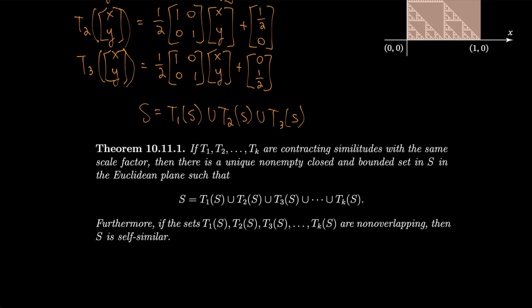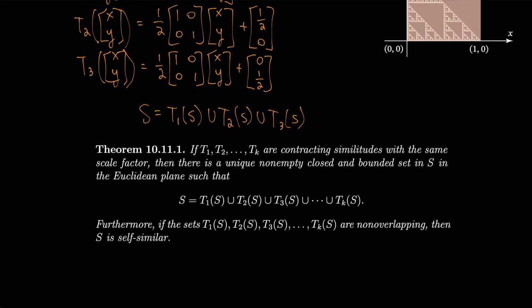If T1 through Tk are contracting similitudes with the same scale factor, then there is a unique non-empty closed and bounded set S in the Euclidean plane such that S is equal to the union of all those. Basically, this theorem says that you can always take these unions and build S out of it. Furthermore, if the sets T1 through Tk are non-overlapping, then S is self-similar.